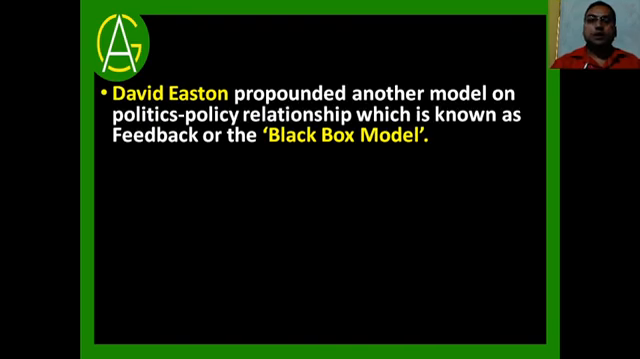Then again, a next definition or a model is given by David Easton. Again, this is very much important for MCQ purpose. You need to remember the Black box model. Black box model is given by David Easton. David Easton has said that the model on politics policy relationship, which is known as black box model, is considered as feedback model. So according to David Easton, government takes the feedback from the public, and on the basis of the feedback given by the public, government prepares the policy. This model is considered as black box model.